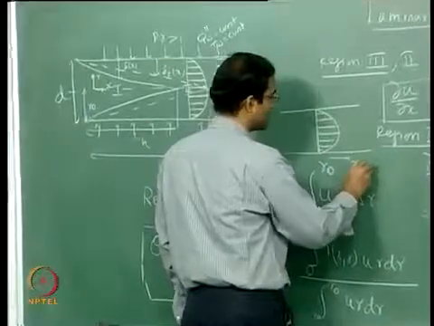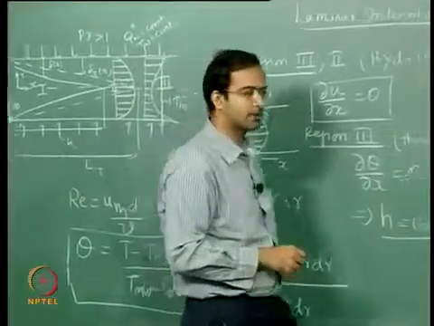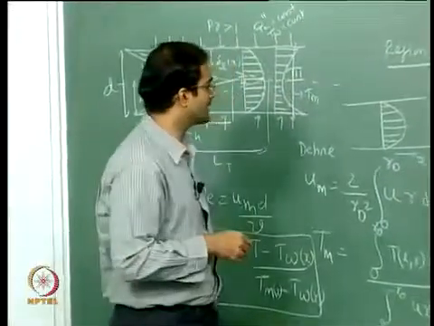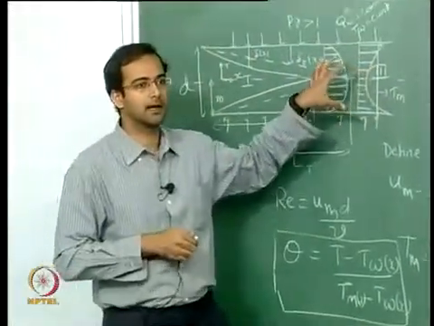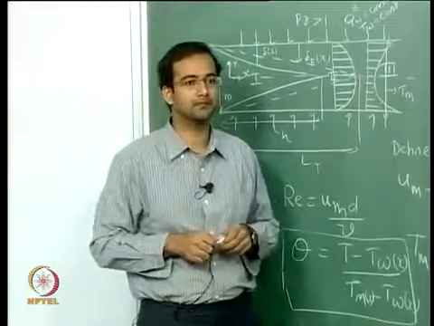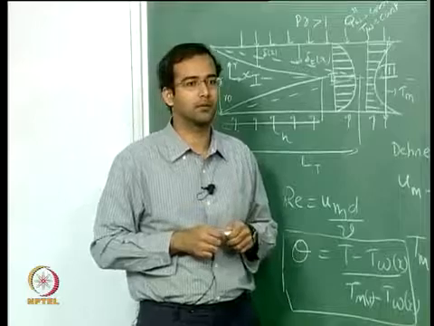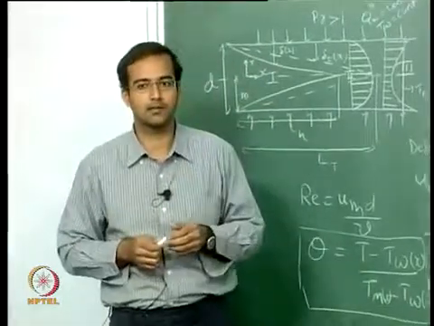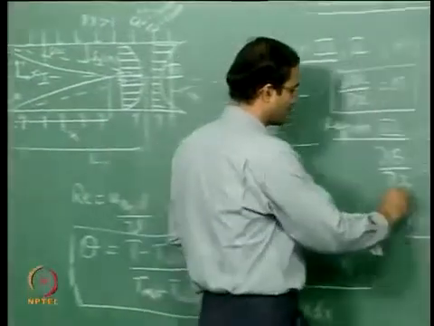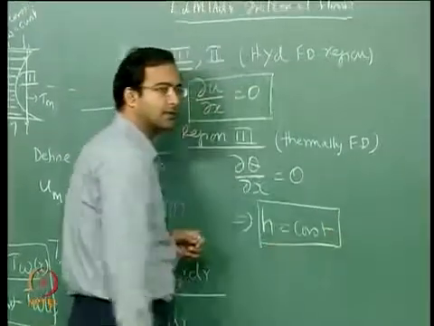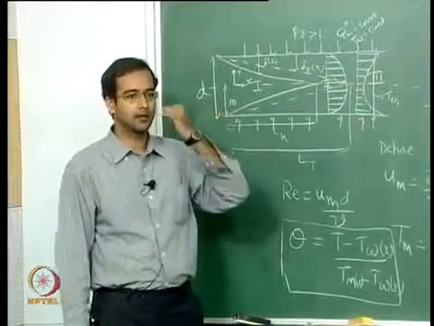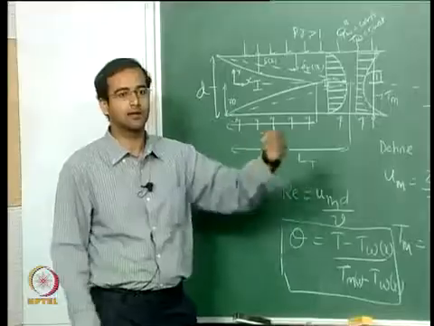So we also showed that if d theta by dx has to be 0, consequently the heat transfer coefficient in region 3, where it is hydrodynamically and thermally fully developed, has to be a constant irrespective of what thermal boundary condition you use, whether it is a constant wall temperature or constant heat flux. So this is a very important condition that you get in internal flows, unlike the external flows where your heat transfer coefficient is a local heat transfer coefficient and it keeps varying continuously.